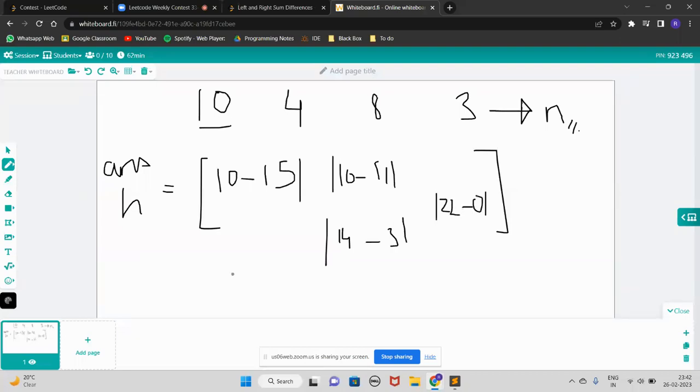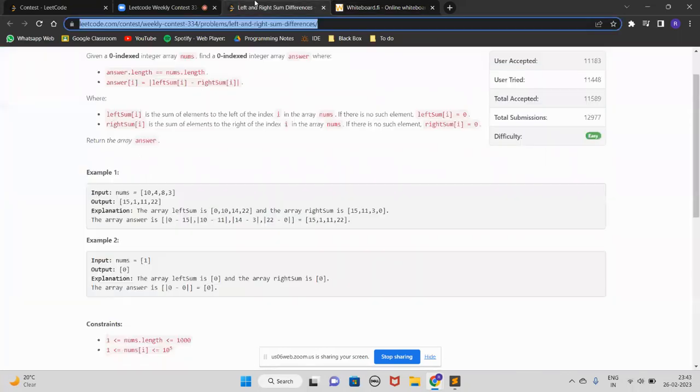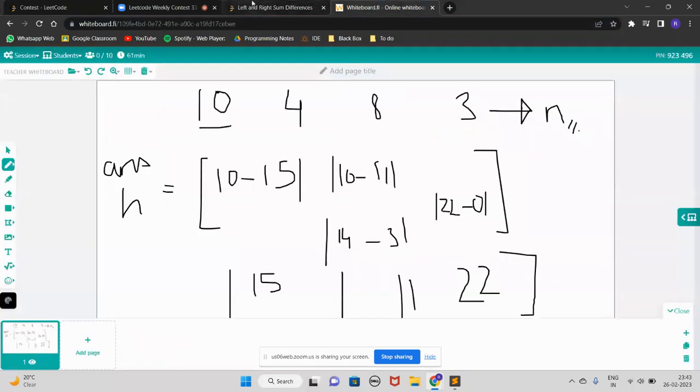So our answer would come as 15, 1, since 10 minus 11 is minus 1 and the absolute value of minus 1 is equal to 1. 14 minus 3 is equal to 11, and 22 minus 0 would be equal to 22. So this would be our answer for this test case. And if we match it, it is coming the same.